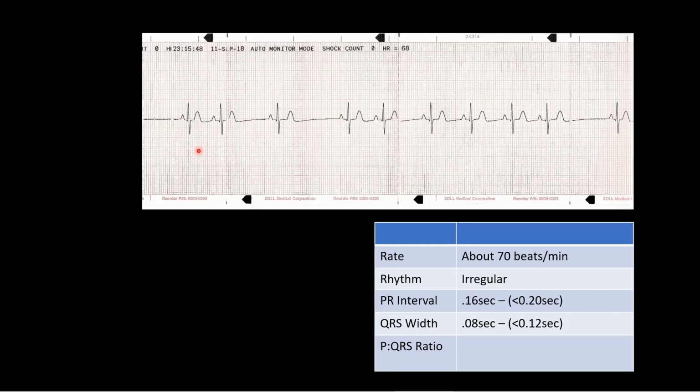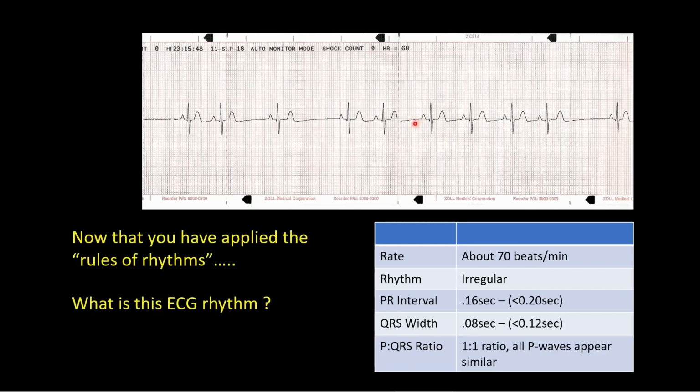Now with an irregular rhythm, we need to look very closely at the P to QRS ratio. We have a P wave with a QRS right behind it, another P wave with a QRS, got another P with a QRS here. Seems that every time we have a P wave, we've got a QRS following right behind it. And of course, every time we have a QRS, it's preceded by a P wave. That's a good sign. So we'd say that yes, it's 1-to-1 ratio, and all the P waves appear to be pretty much identical, so I'd say it would be similar enough.